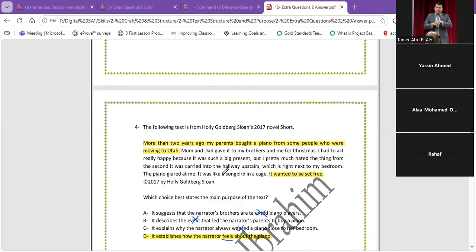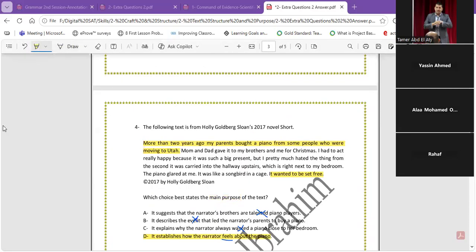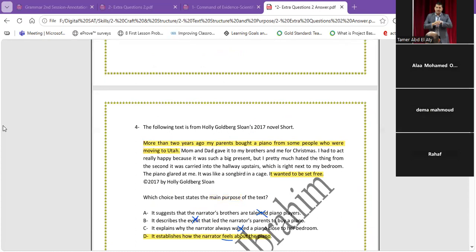Number 4, Dima. Okay, this is a main purpose question. What are you going to do? We're supposed to read the first sentence and the last sentence. We're not going to read the introduction. Would you read, please?